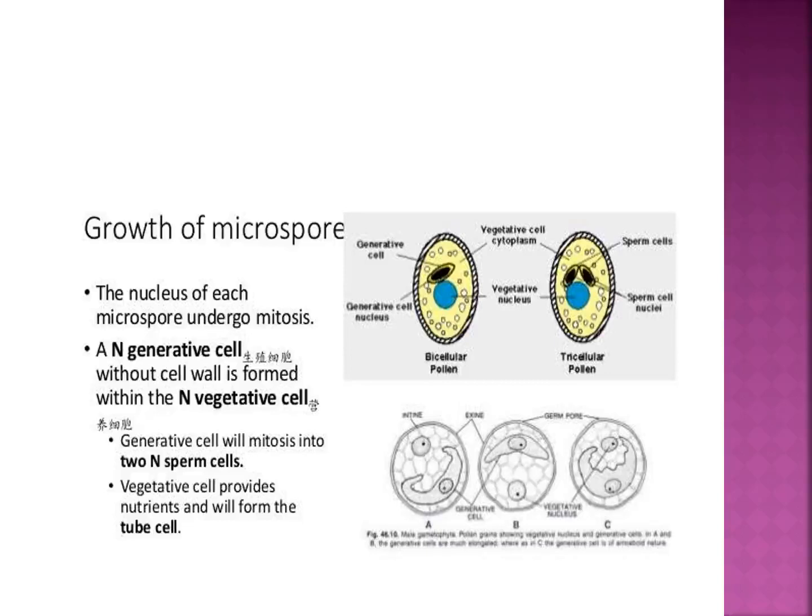So you clearly observe the picture. First the bicellular pollen and tricellular pollen. In the first one, the generative cell is present, the bicellular pollen. Then the tricellular pollen, the vegetative cell cytoplasm and the sperm cells. Next one.